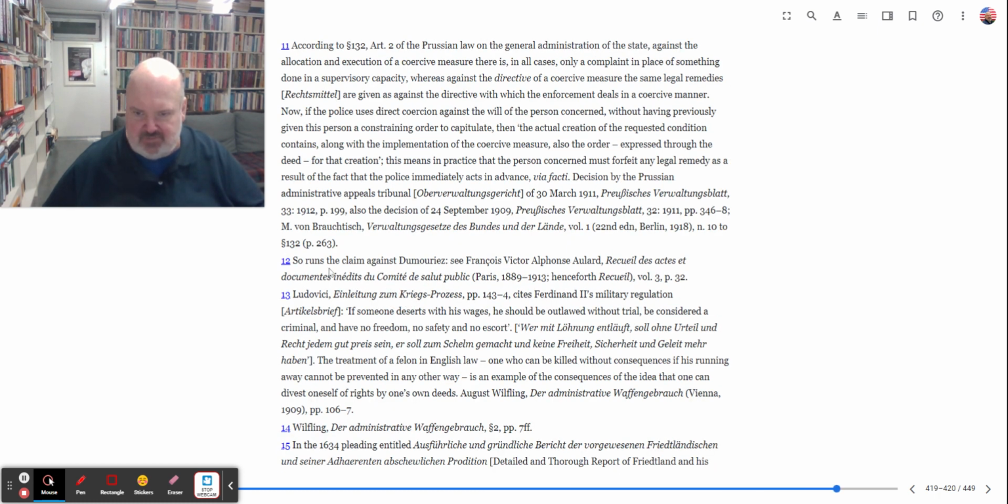So let's look at number 12, the claim against Tomas. Number 13, the war process, right? If someone deserts with his wages, he should be outlawed without trial and be considered a criminal and have no freedom, no safety, no escort. The treatment of a felon in English law, one who can be killed without consequences if his running away cannot be prevented by any other means, is an example of the consequence of the idea that one can divest oneself of rights by one's own deeds.